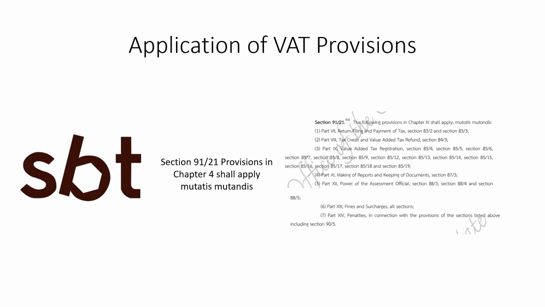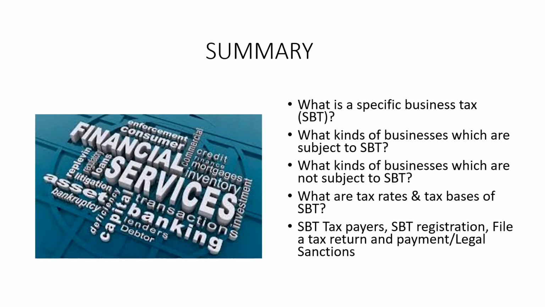And in summary, you need to ask yourself today, what is a specific business tax? A tax that applies to specific or certain types of business whose value added couldn't be, or is difficult to be, defined. And you need to ask yourself what types of business are subject to specific business tax and what types of business are not subject to SBT or are exempted from SBT.